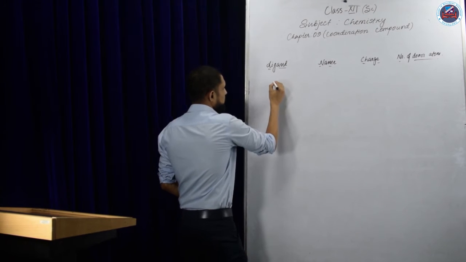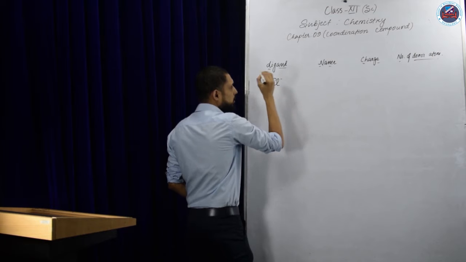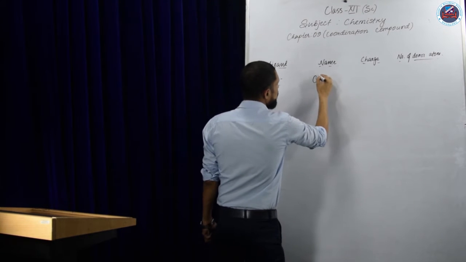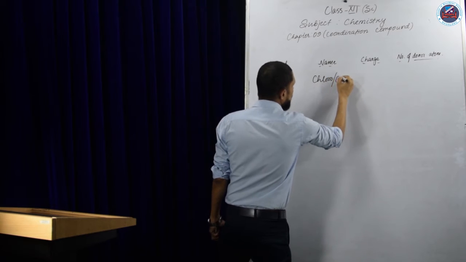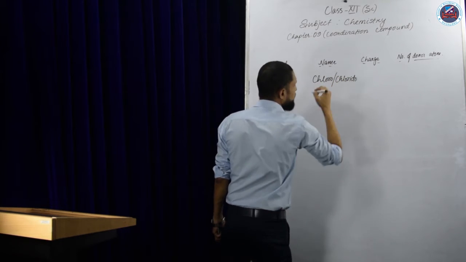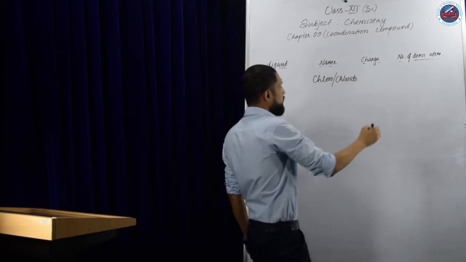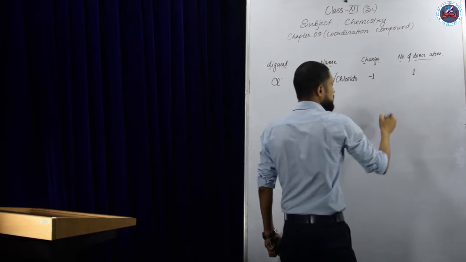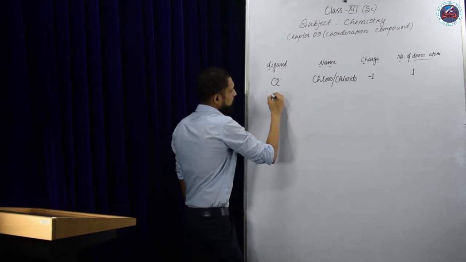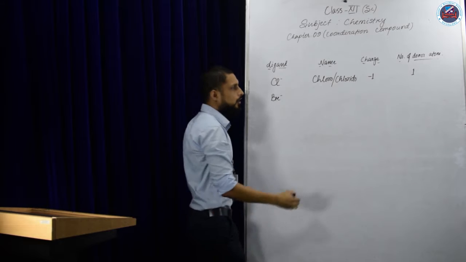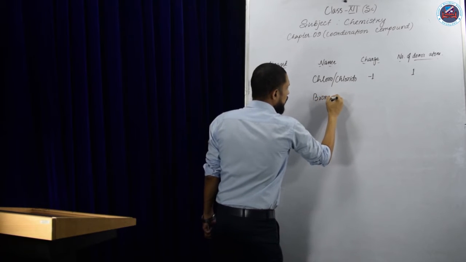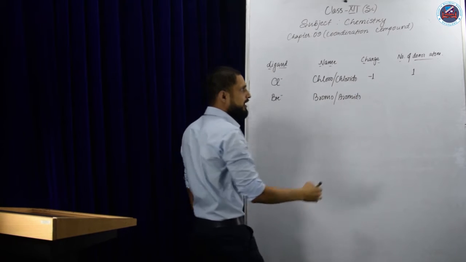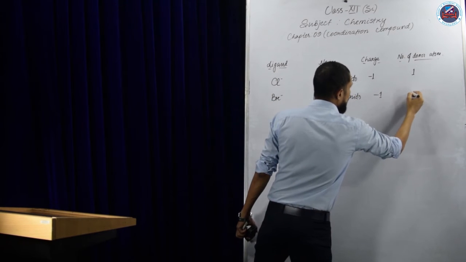So I'll start with the simplest ligand, that is Cl negative. Now the name of this ligand is chloro, or you can also write chlorido. The charge carried by this ligand is -1, and number of donor atom is 1. Next, Br negative is bromo or bromido. The charge carried by this ligand is -1. Number of donor atom is 1.